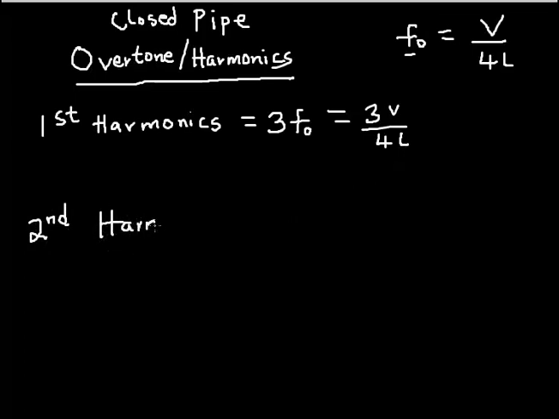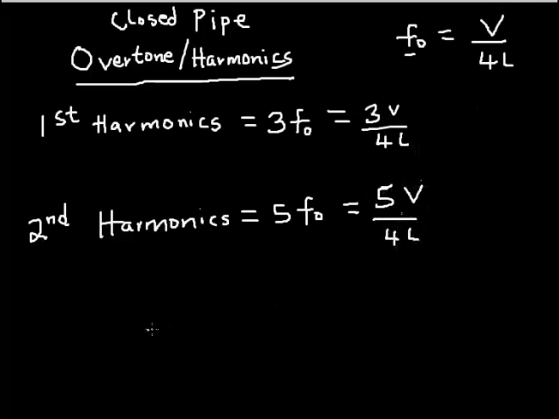So that means the second harmonic, with respect to the fundamental frequency, will now be the next odd multiple. The next odd multiple is 5. So on and so forth. So that's gonna be 5 times v all over 4l.